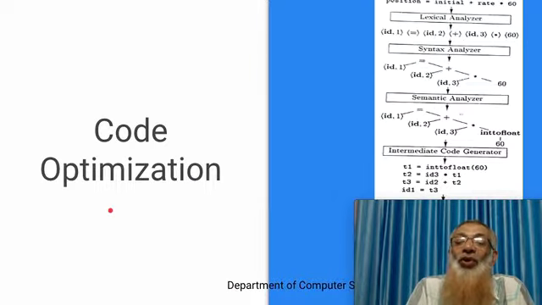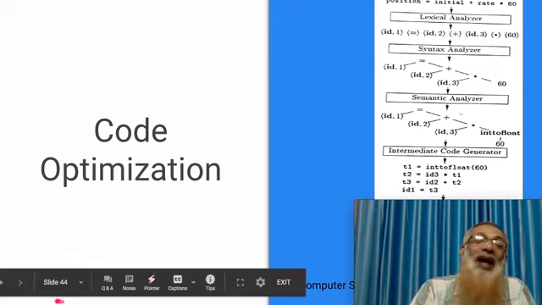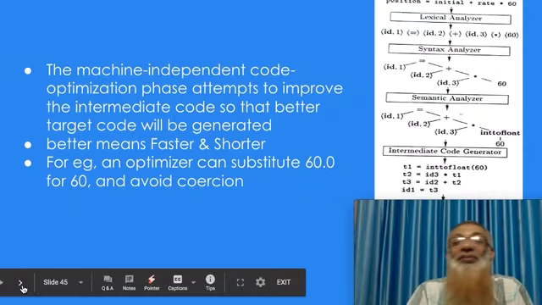Now to code optimization. See the order. After intermediate code is generated, we would like to optimize that. What do you mean by optimization? How can optimized code be done? See, optimization has several features, several criteria.